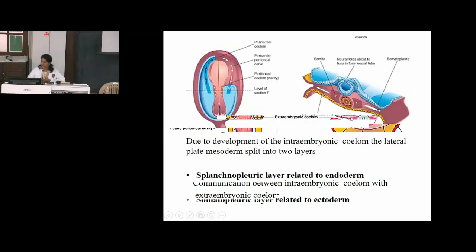So due to the formation of this space, the coelom, the lateral plate mesoderm is now divided into two layers. The part of the mesoderm which is related with the ectoderm is named the somatopleural layer, while the mesoderm which is in relation with the endoderm is named the splanchnopleural layer. Okay.